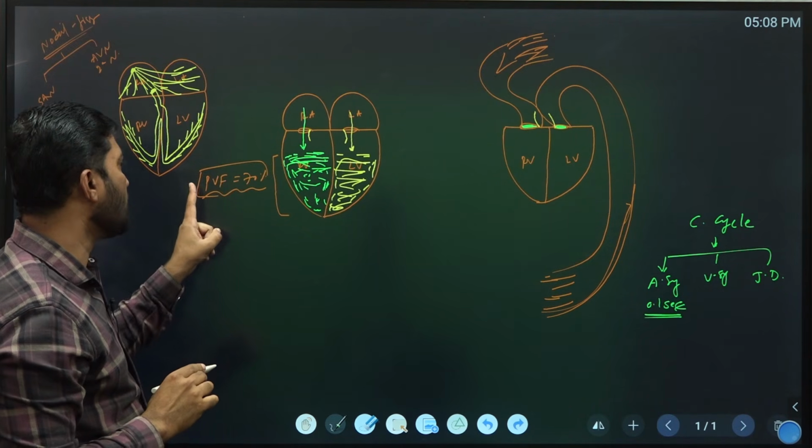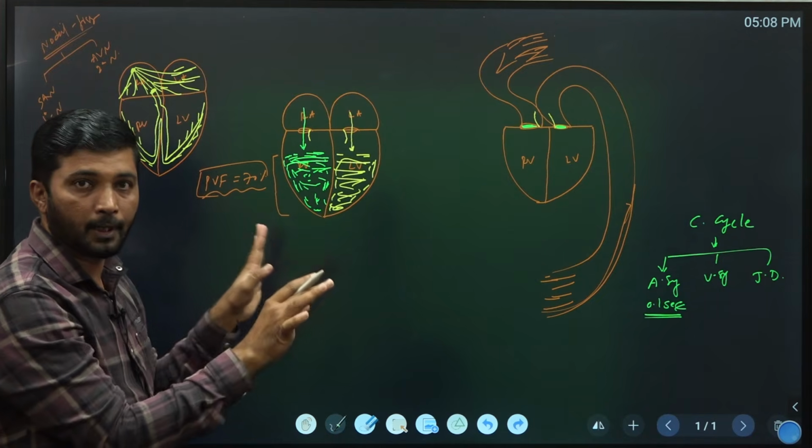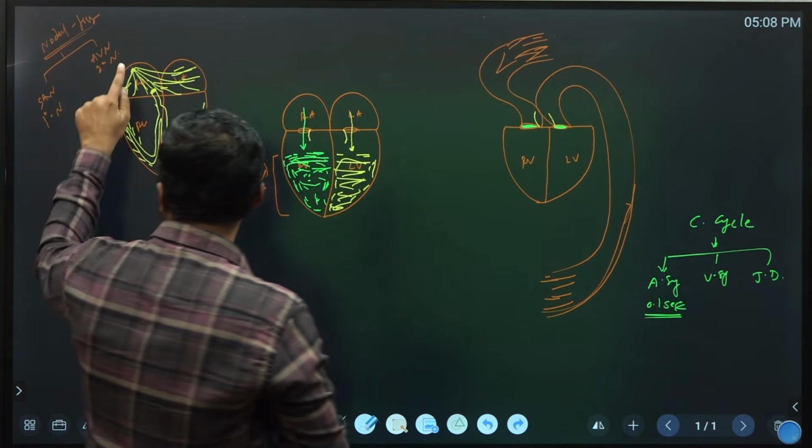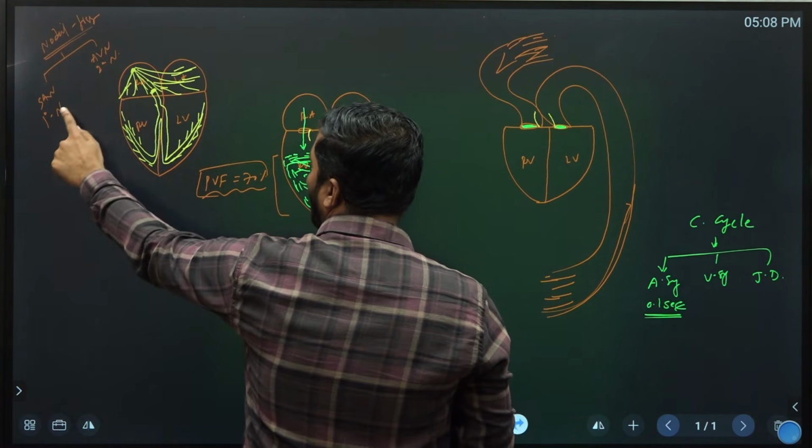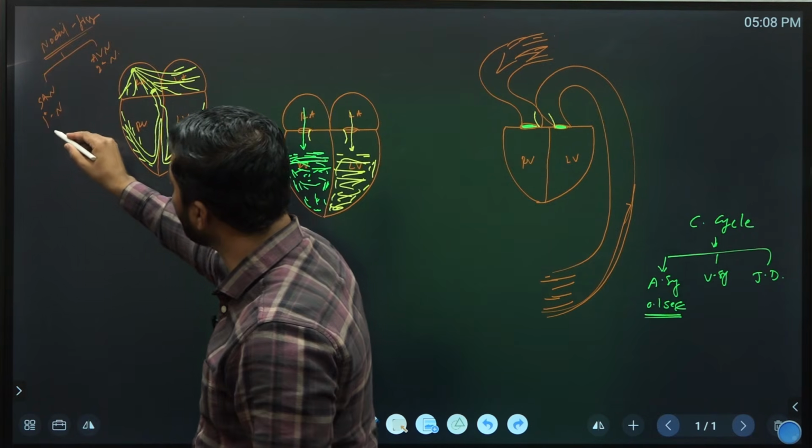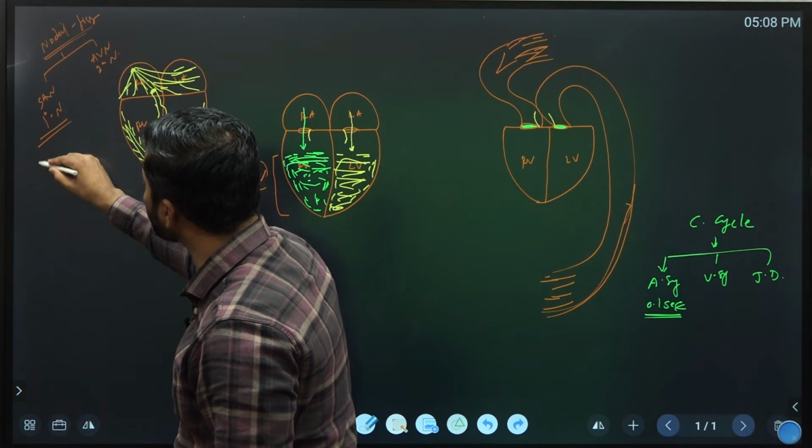When passive ventricular filling is completed, what happens? In the heart, the primary node generates an action potential.